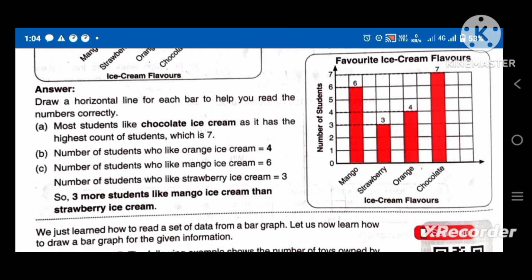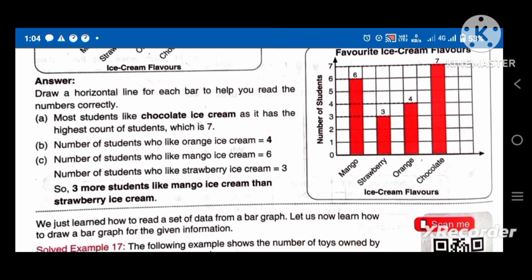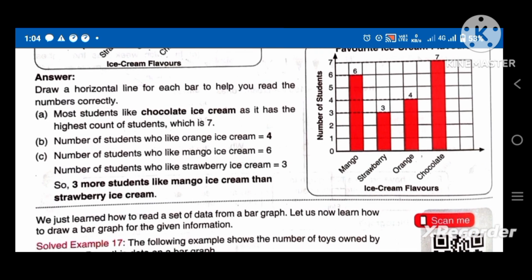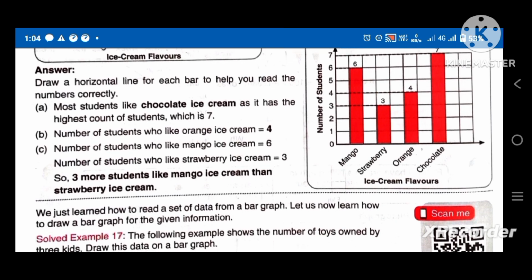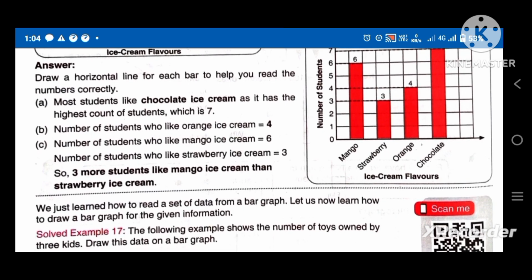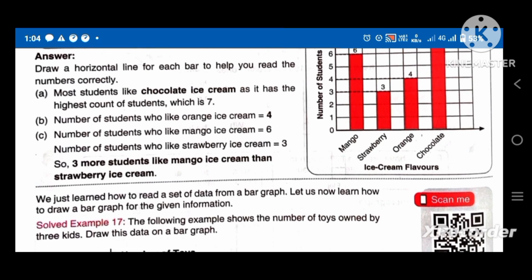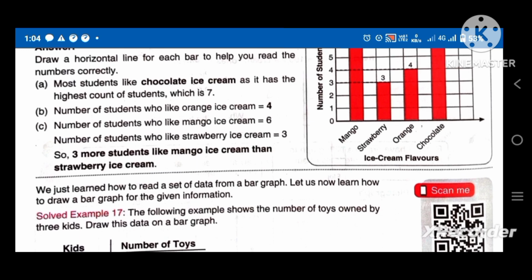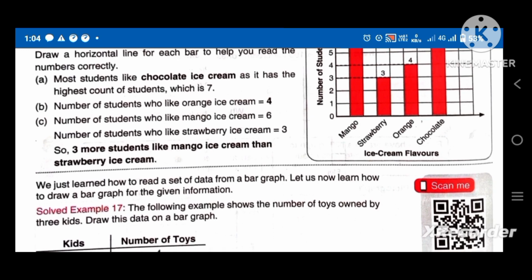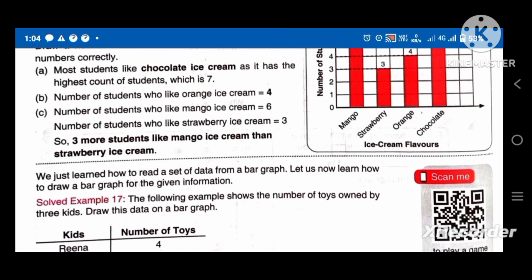C. Number of students who like mango ice cream is equal to 6. Number of students who like strawberry ice cream is equal to 3. So, 3 more students like mango ice cream than strawberry ice cream. We just learned how to read a set of data from a bar graph. Let us now learn how to draw a bar graph for the given information.